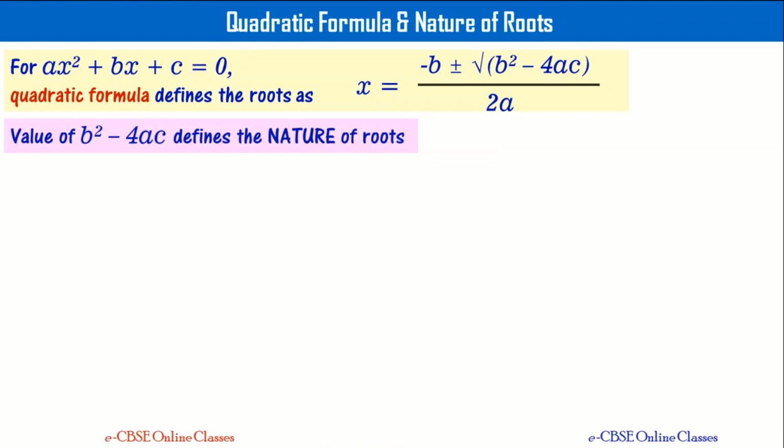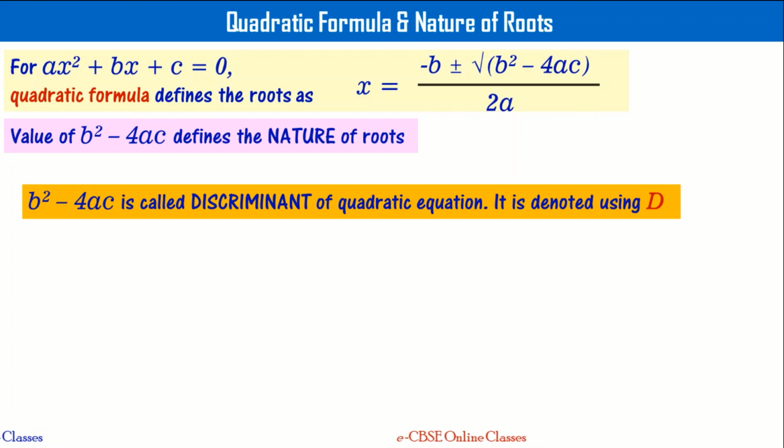And the value of b square minus 4ac defines the nature of the roots. Please take a note of this. If you want to understand this further, you can take a look at one of our videos on this particular topic. I'll share the link in the description below. Hence, b square minus 4ac is called discriminant of the quadratic equation. It is denoted using capital D, d equal to b square minus 4ac.